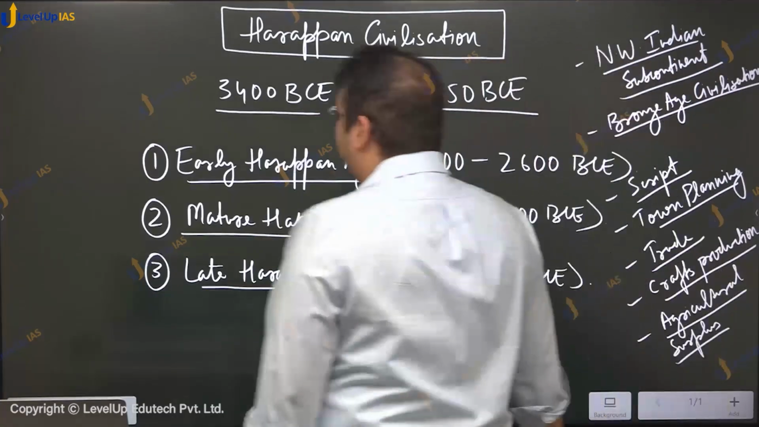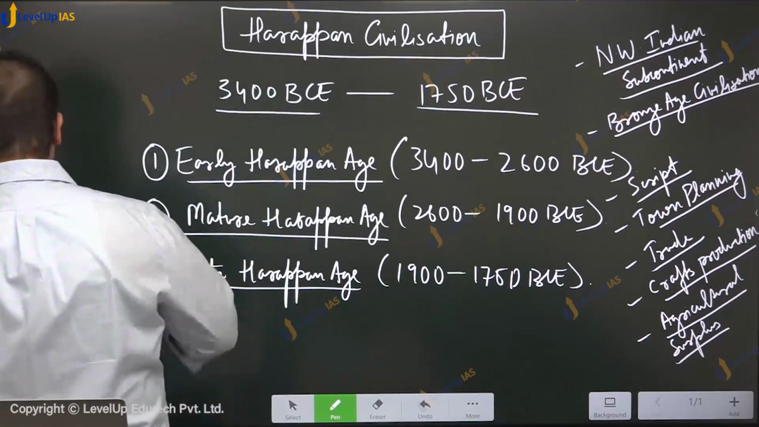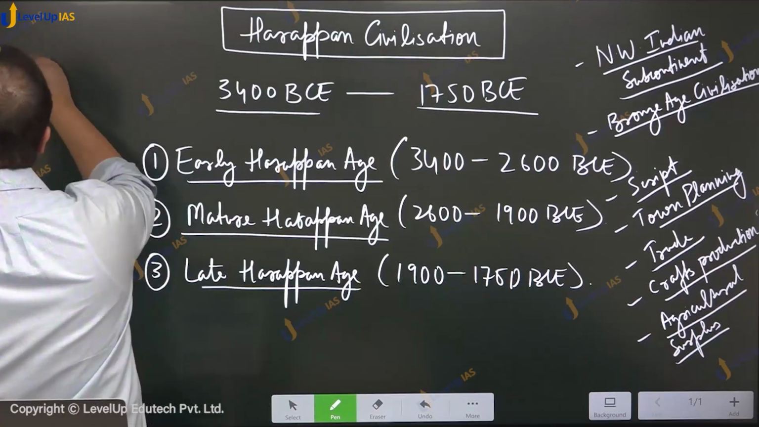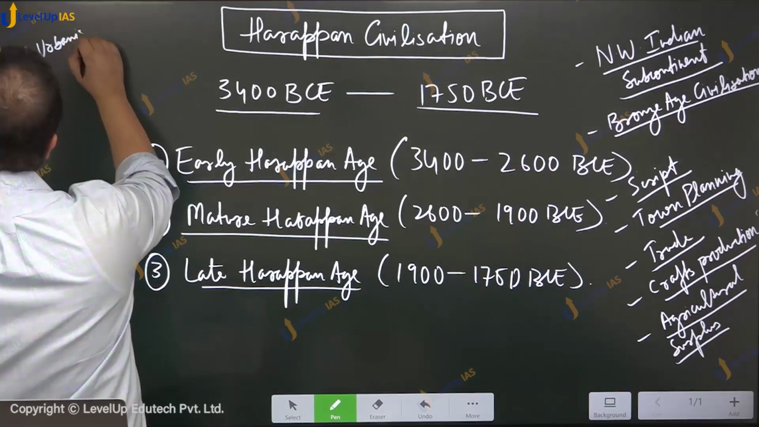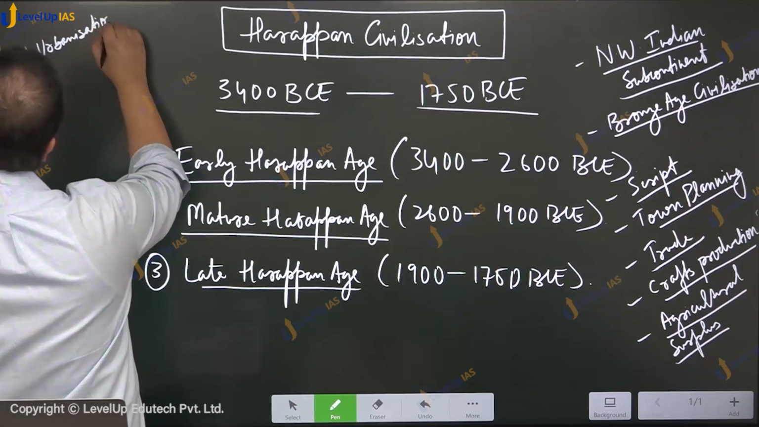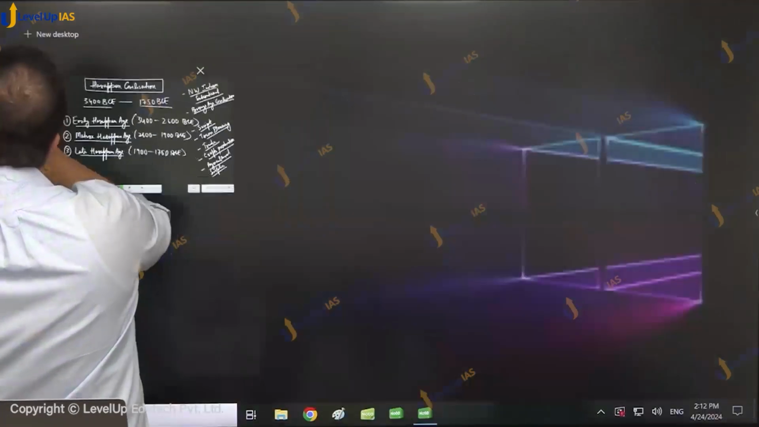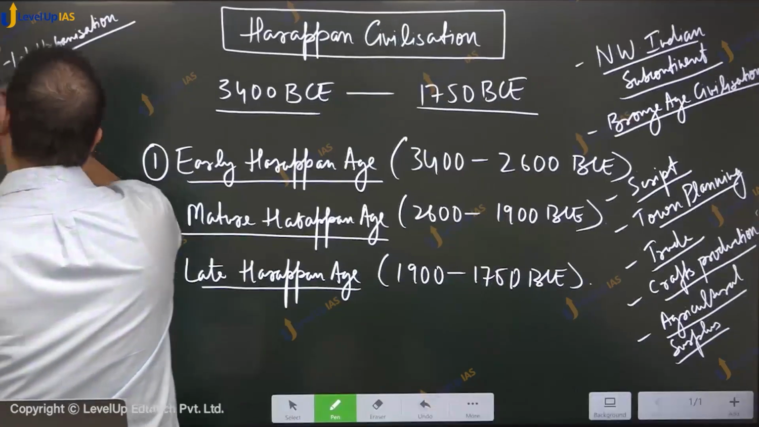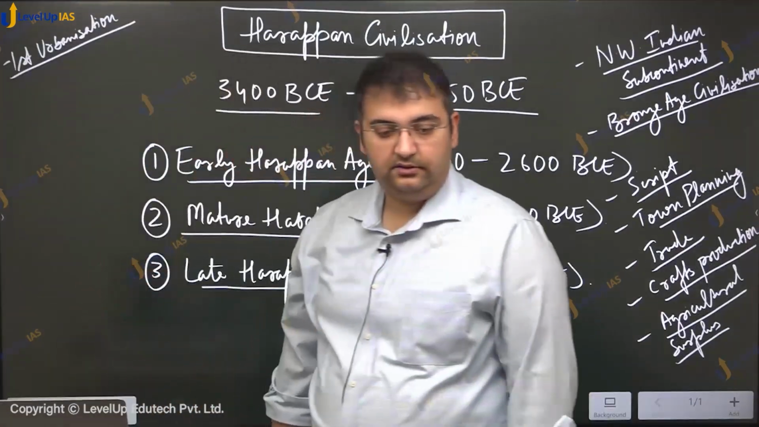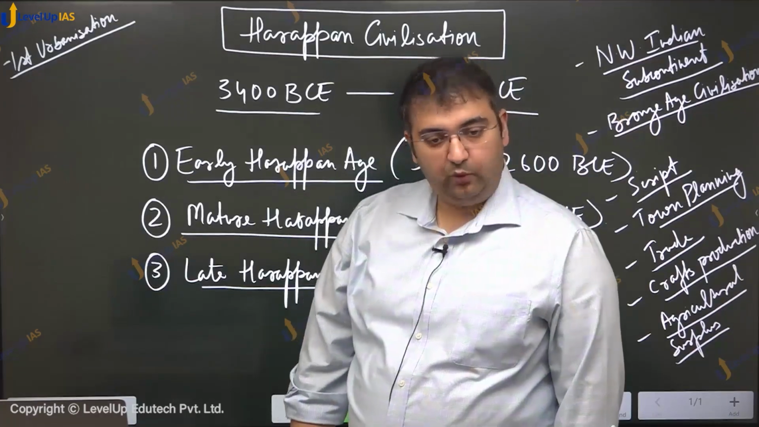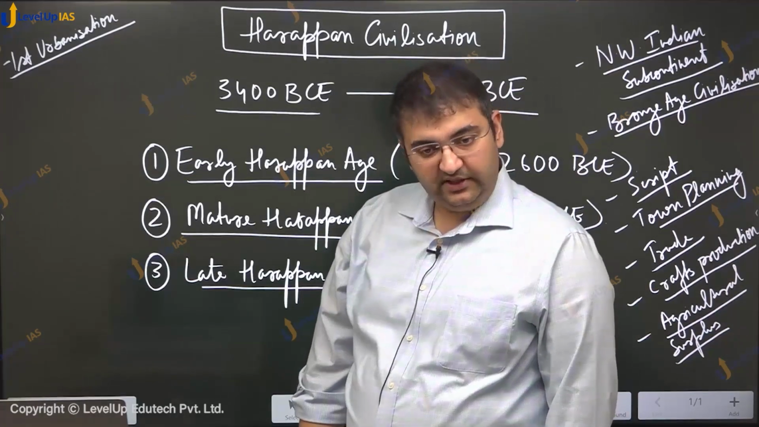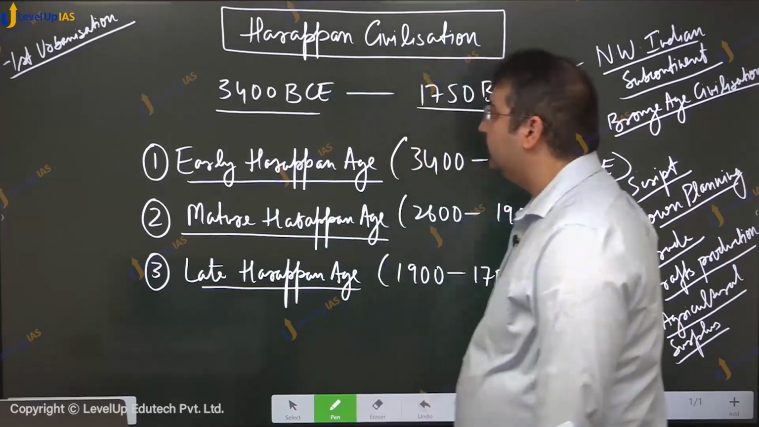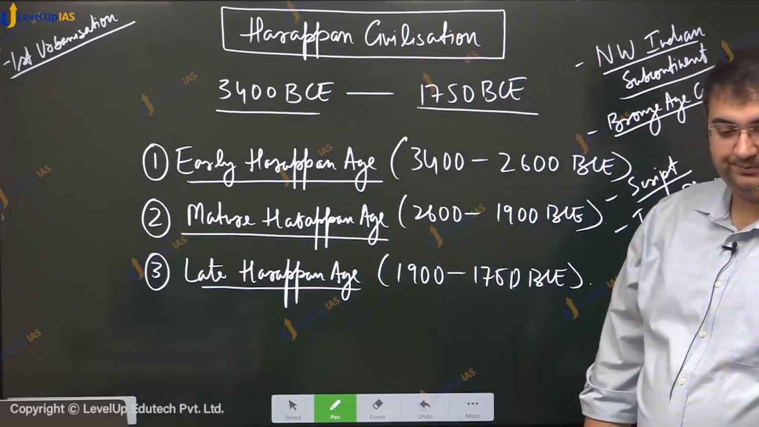As I have already mentioned, the Harappan civilization represented India's first urbanization. The first urbanization, the Harappan civilization. Second urbanization, Mahajanpad period or post-Vedic period. And third urbanization, Sultanate period onwards. Okay? So that was the first urbanization.